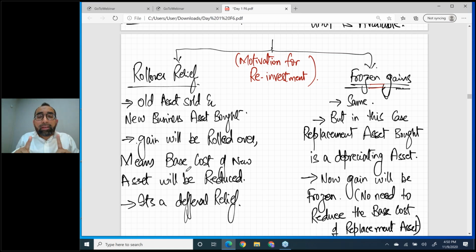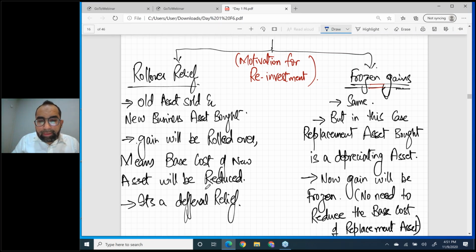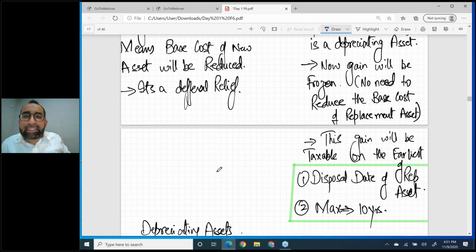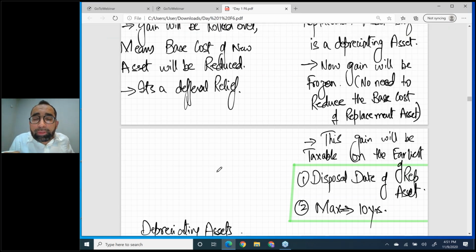Look at here. Always see the replacement asset. If the replacement asset is a non-depreciating asset, then you have to do the rollover working. And if the replacement asset is a depreciating asset, then you have to go for frozen gains. Then you have to freeze the gains. Now, one last thing, sir. If we freeze the gain, then when will this gain be taxable in future? Because both of these reliefs are deferral reliefs.